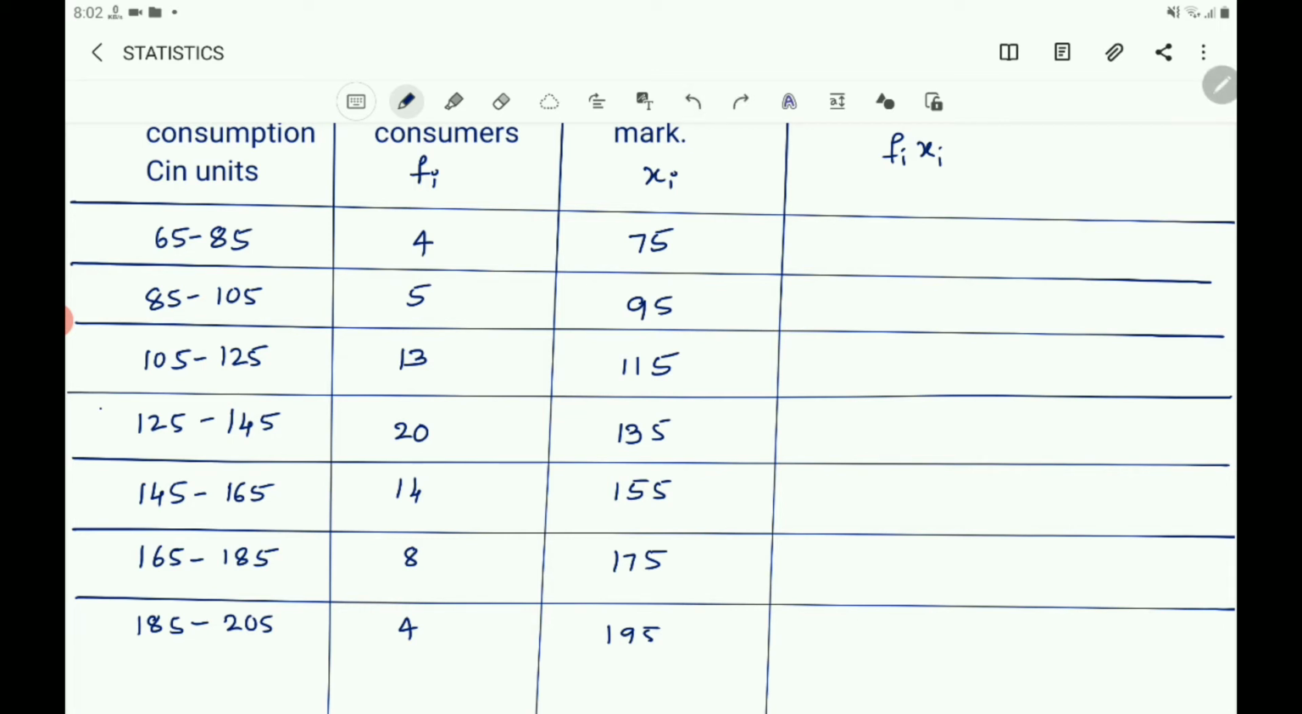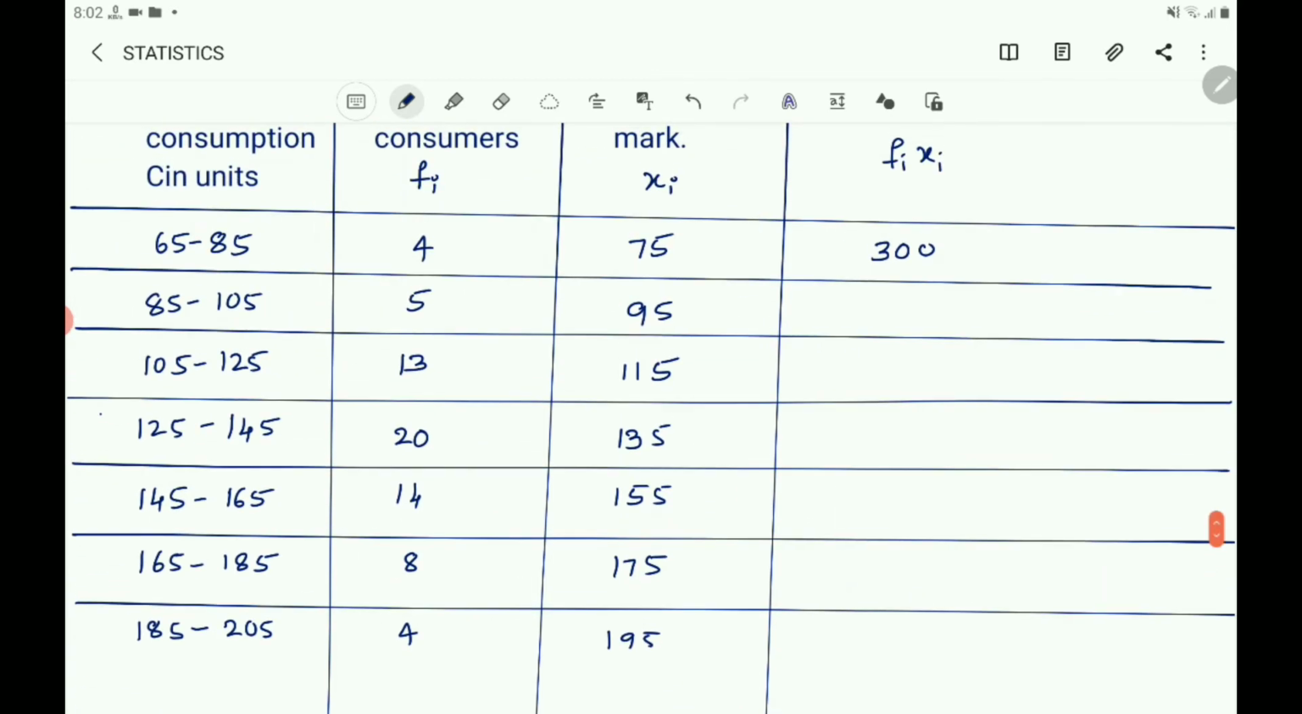75 into 4. 75 into 4 is 300. You do it. 4 5s are 20. 4 7s are 28 plus 2 is 30. 75 into 4 is 300. Then find 95 into 5. 5 5s are 25. 9 5s are 45 plus 2, 47. So what is the product of 95 and 5? That is 475 you will get.